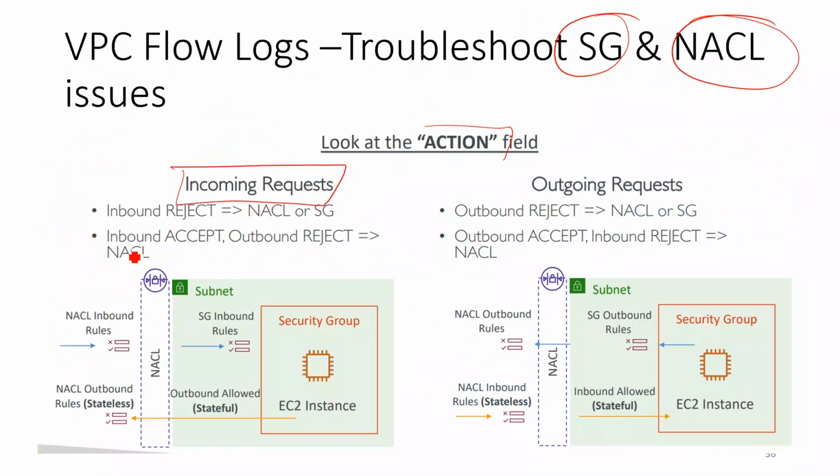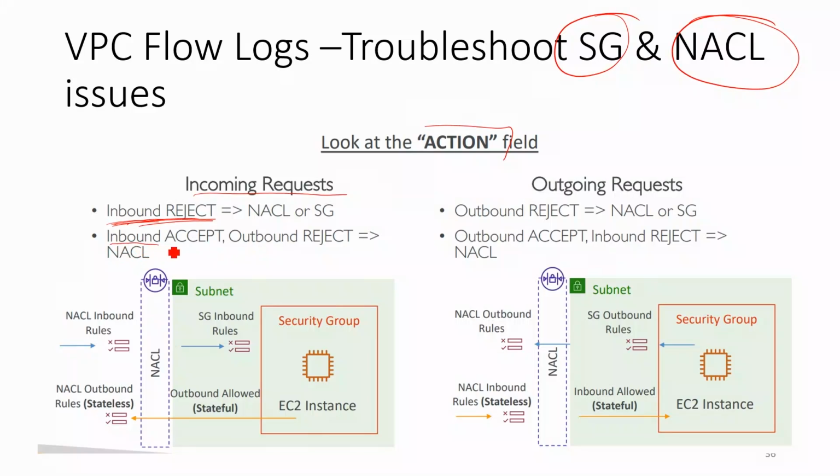For an incoming request, you see, okay, inbound reject. If the inbound is rejected, for example some HTTP traffic is coming into your subnet and it is rejected, you may check the NACL, because there may not be an inbound rule which accepts that traffic. Or if the NACL has the inbound rule, okay, that is fine. Maybe the SG has an inbound deny rule, or it doesn't have a rule for accepting HTTP traffic, right?